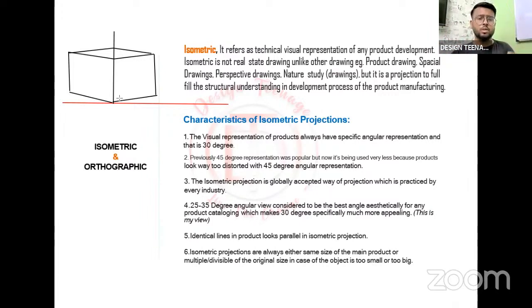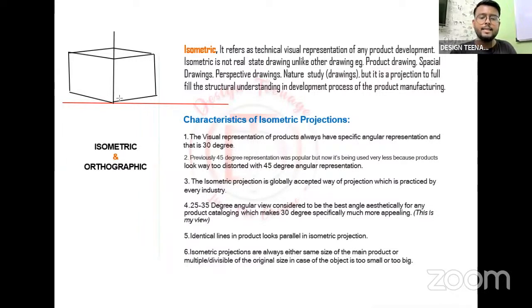For example, Apple is launching its Vision, or might be iPhone 14, let's assume, which is already launched. While they are launching, they just explode the whole product and show you piece by piece what is there. And the best way to see it in 3D mode, to revolve around it in a 360-degree way and to understand each and every aspect, is to see it in an isometric projected structure. A 25 to 35-degree angular view is considered to be the best angle aesthetically for any product catalog, which makes 30 degrees specifically much more appealing because it comes in between.